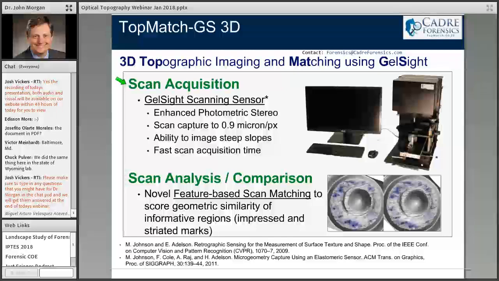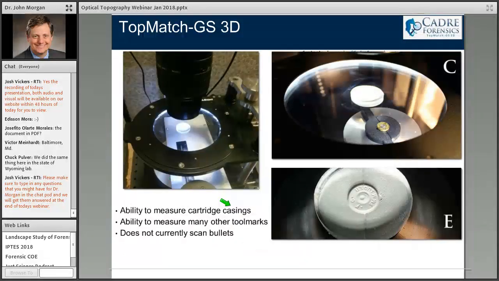And here's some of the image data. This is what the system looks like. Here's some of the image data from there, and they have their own algorithm for doing matching as well using the GelSight system. It is not yet available commercially, but they have done a fair amount of research on this. The key to this is that it's demonstrated how interoperable the data can be here.